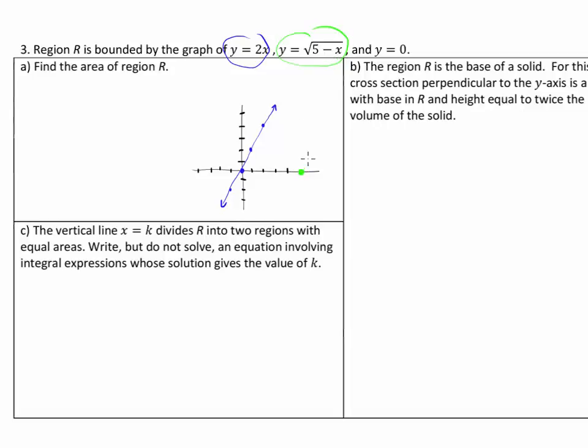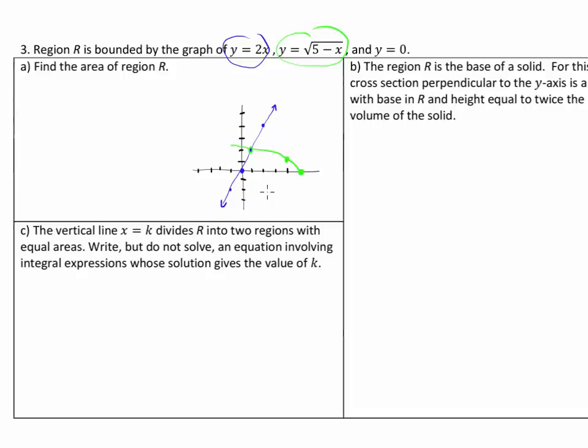If I plug anything bigger than 5 in, I'm going to get a negative number, so that's not going to work. So let's plug in another nice friendly number. Next one will be square root of 1, which will be nice. So if x could be 4, 5 minus 4 is 1. So I plug in 4, I get out 1. Next friendly square root would be 4. So if x were 1, 5 minus 1 is 4, square root of 4 is 2. So it looks like they're going to intersect right there. So my graph looks something like that.